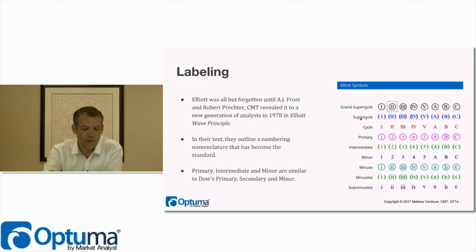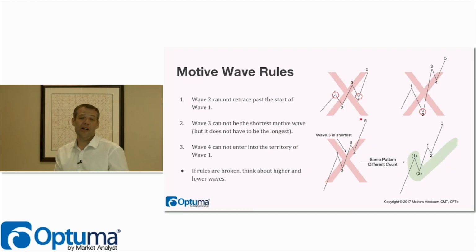So there are a few rules that we have to abide by with Elliott waves. The first one: wave 2 cannot retrace past the start of wave 1. If it does, your count is completely wrong. You have to memorize these rules. You do have to know these because there will be questions on them. So you see that here. Wave 2 here, you can see it retraced past there, so this one is invalidated.